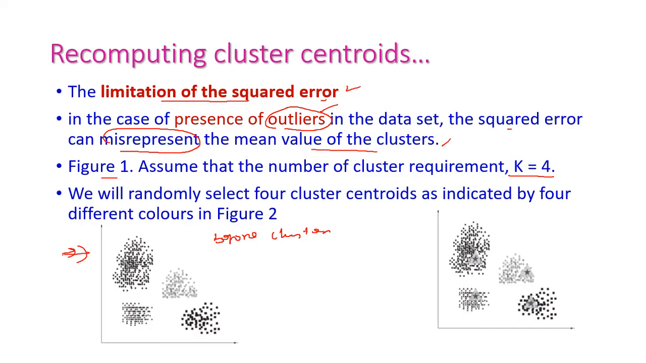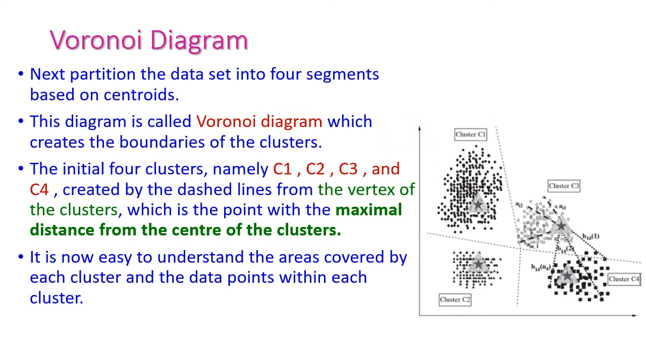So what we have to do is randomly select 4 cluster centroids. From these points we randomly select 4 cluster centroids. The star represents the center point of the cluster, and we randomly select any point. Next, partition the data set into 4 segments based on the centroids. So these are the 4 centroids we are having. Based on the centroids, the clusters will be partitioned like this.